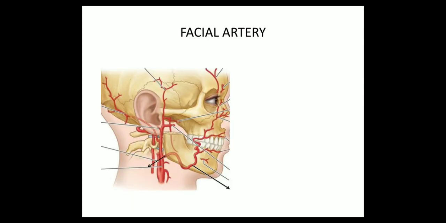The next artery is the facial artery. It arises from the external carotid artery just above the tip of the greater cornu of the hyoid bone. It is split into two parts, the cervical part and the facial part. The cervical part of the facial artery ascends deep to the digastric and stylohyoid muscles. It enters deep to the ramus of the mandible where it grooves the posterior border of the submandibular gland.